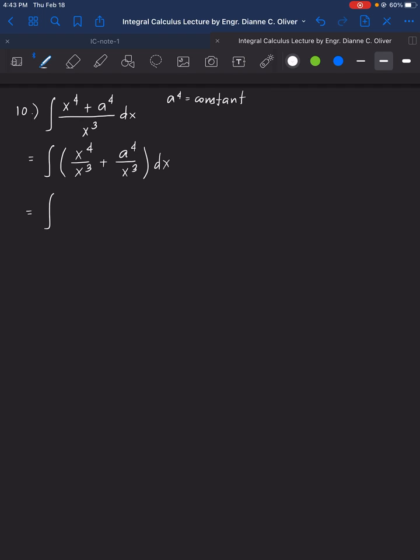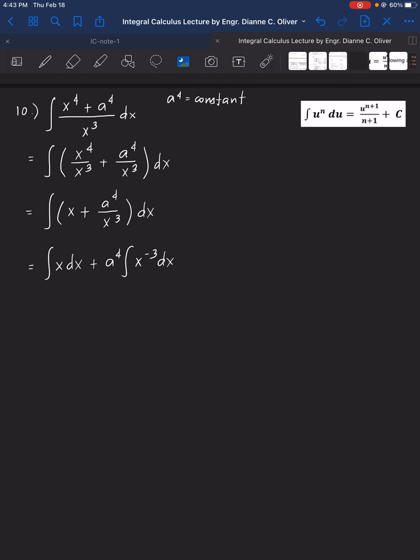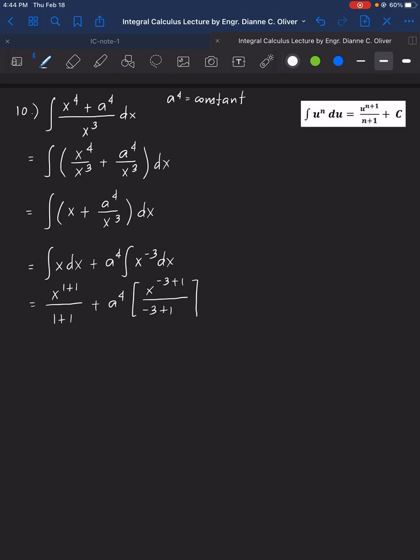So this is equal to integral of (x plus a raised to 4 all over x raised to 3) dx. Distribute: integral of x dx plus, now this here a raised to 4 is constant, so we can put it outside the integral sign. Integral of x raised to negative 3 dx. Okay, next, using the pattern again. So we have here x raised to 1 plus 1 all over 1 plus 1 plus a raised to 4 times x raised to negative 3 plus 1 all over negative 3 plus 1. Then don't forget plus c.